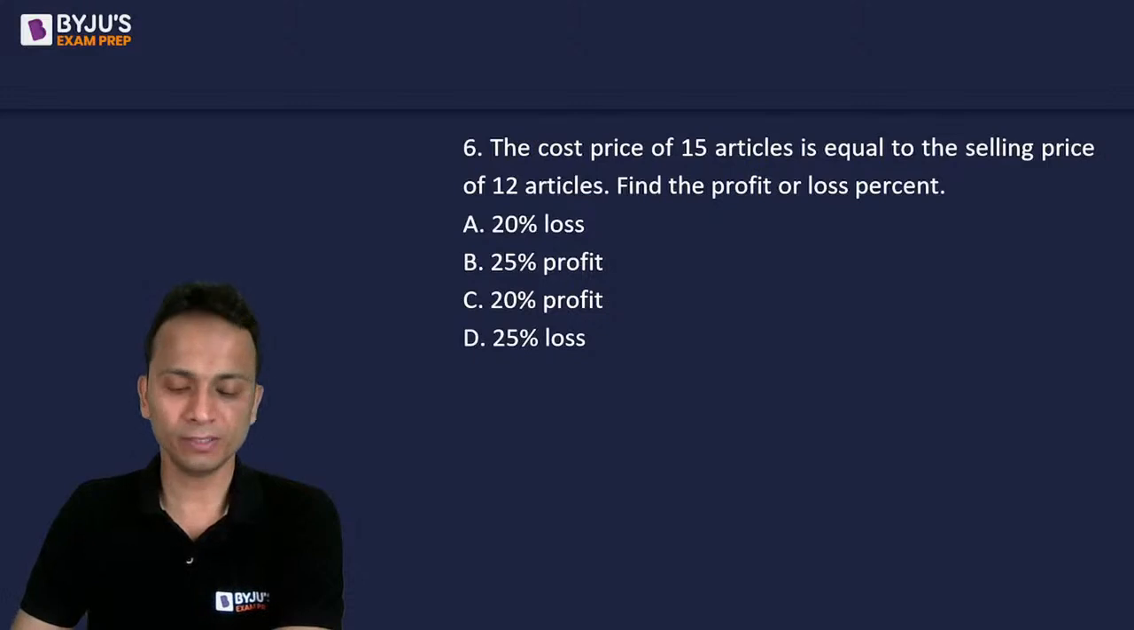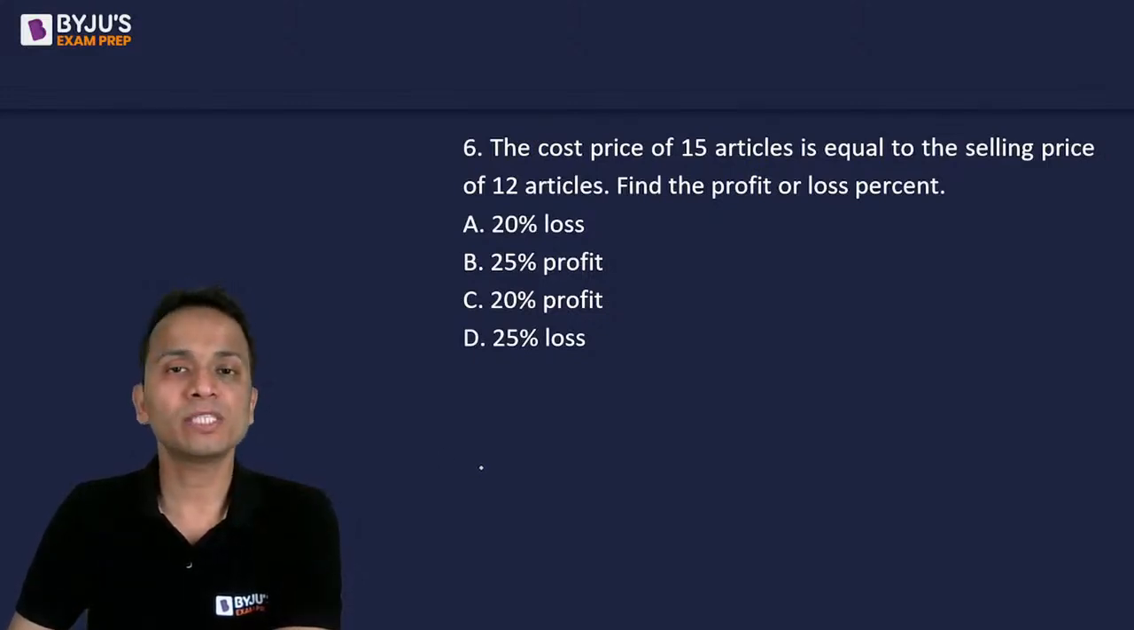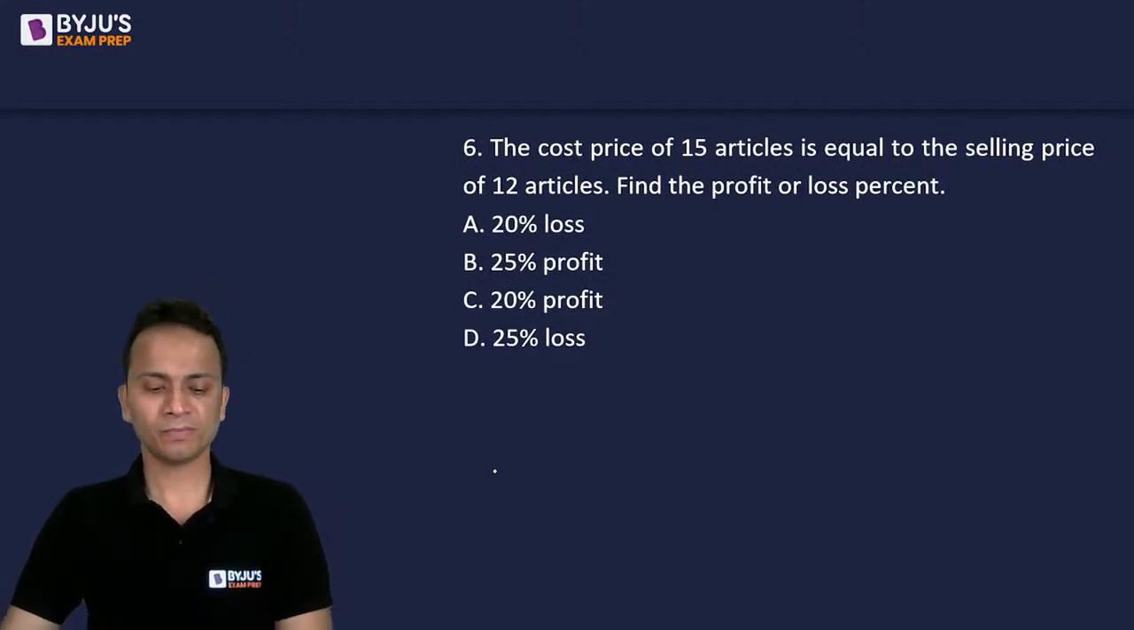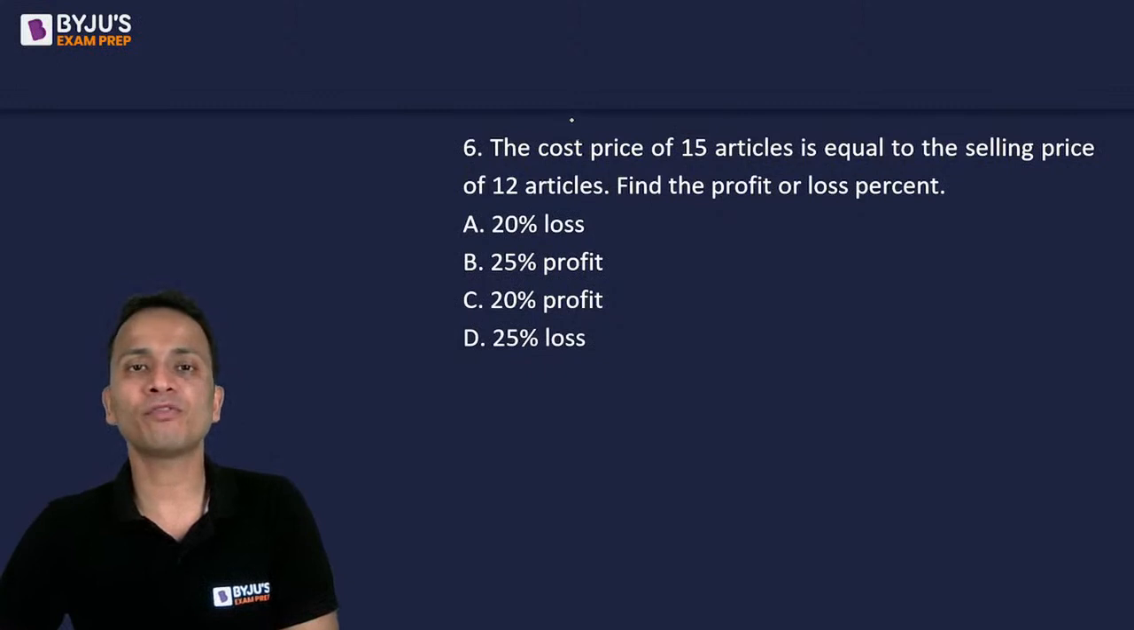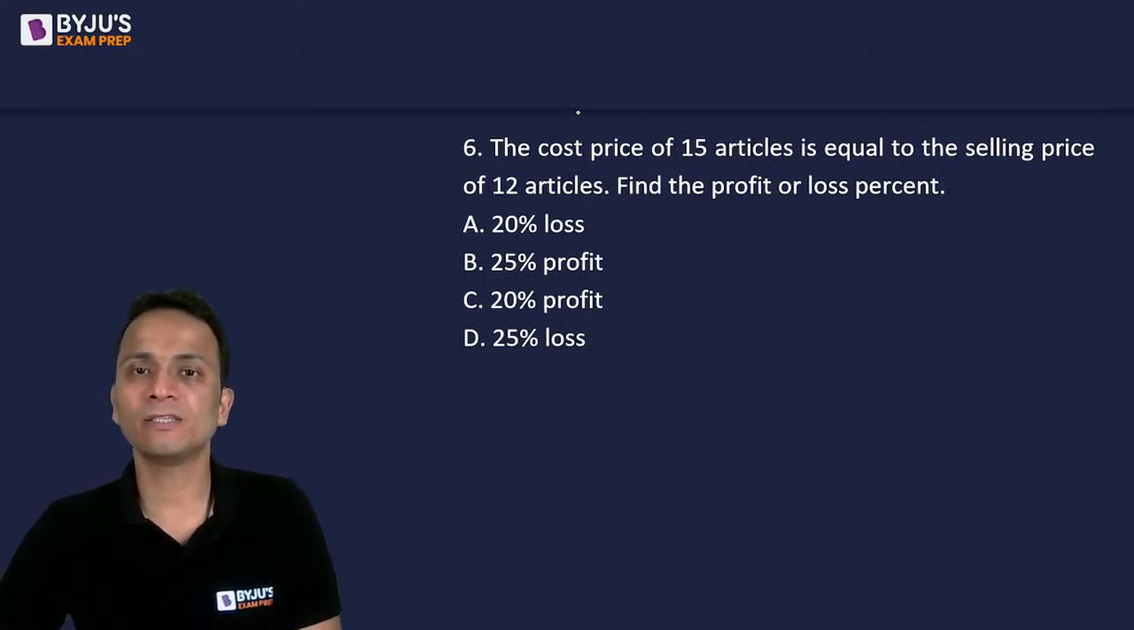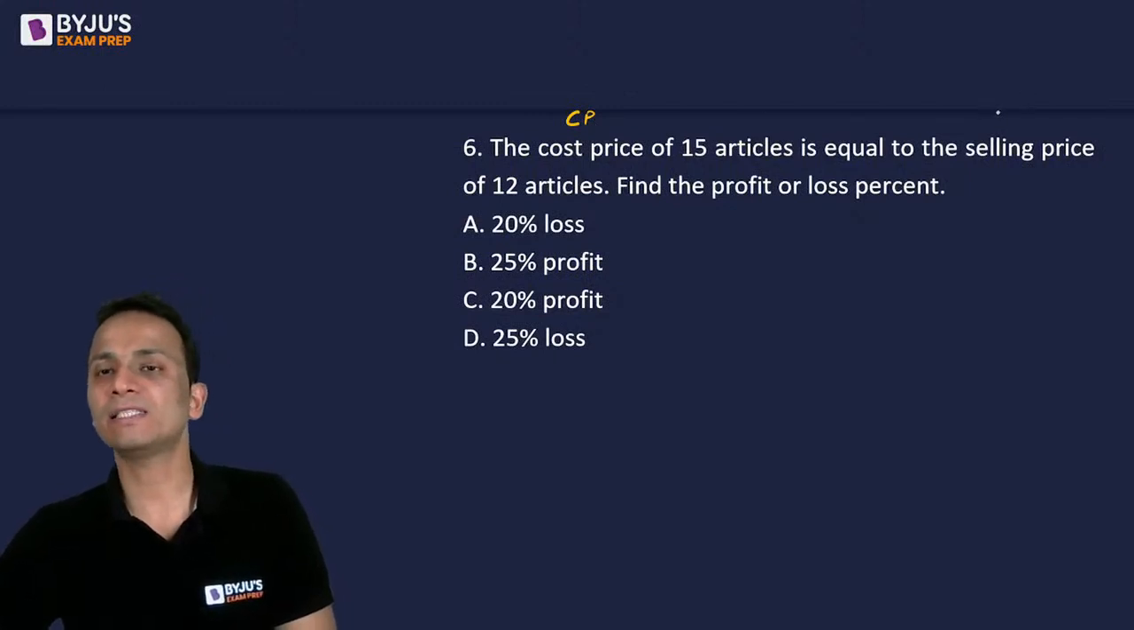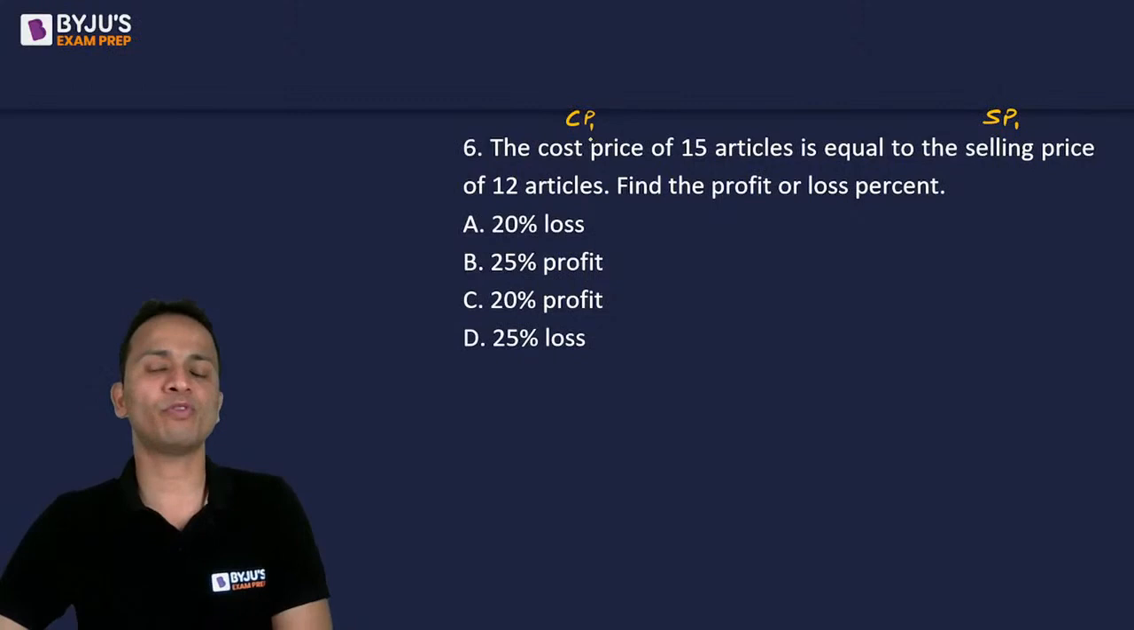Any answer for this one? It says the cost price of 15 articles is equal to the selling price of 12 articles. Now, a very simple way of doing this question. Let's say the cost price of one article is CP1, and selling price of one article is SP1. So CP1 is the cost price of one article, SP1 is the selling price of one article.